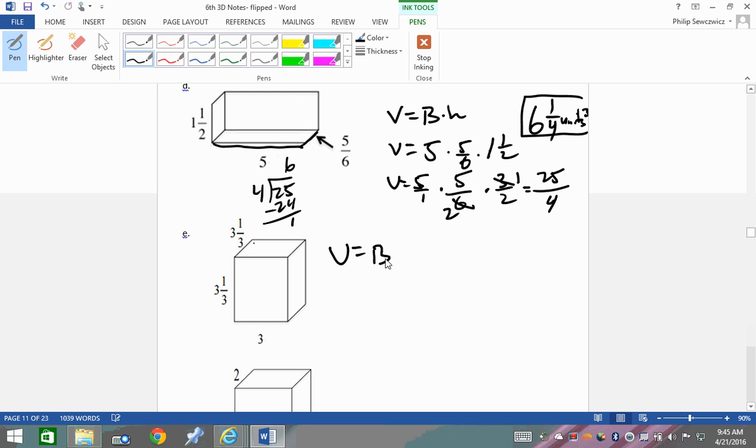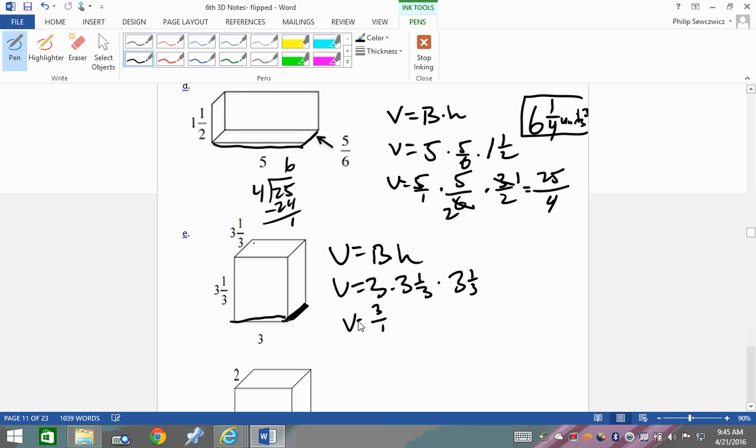Again, volume is the area of the base times the height. So the area of the base, we're going to go 3. Do I know this measurement from here to here? Yeah, there it is. It's 3 1/3. So I know I'm going to do 3 times 3 1/3. And what's the height? Height going up and down? Also 3 1/3.